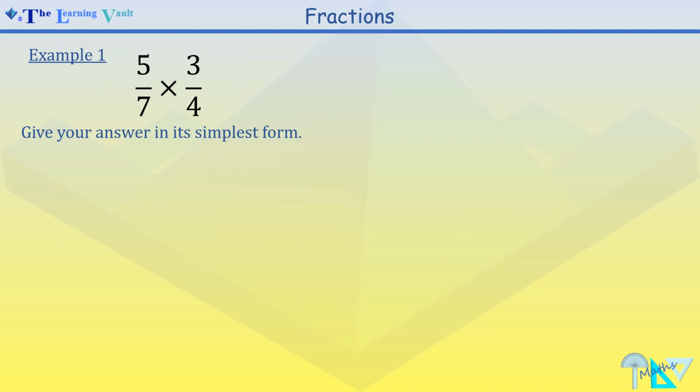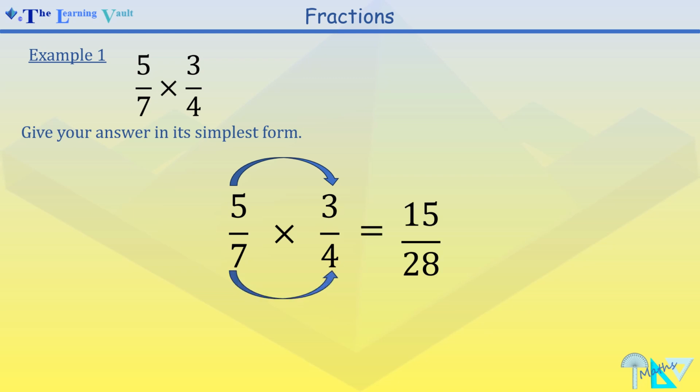Now, we're going to be looking at how we multiply proper fractions and give our answer in the simplest form without visual representation. So having our fractions, we multiply the numerators and denominators, and we get 15/28. This can't be simplified any further, so that's our answer.